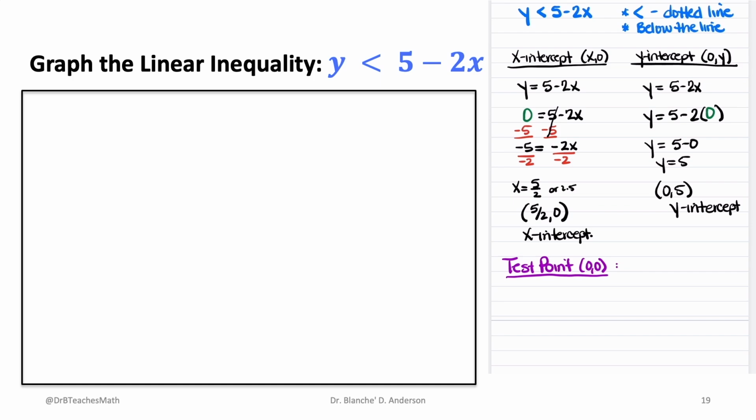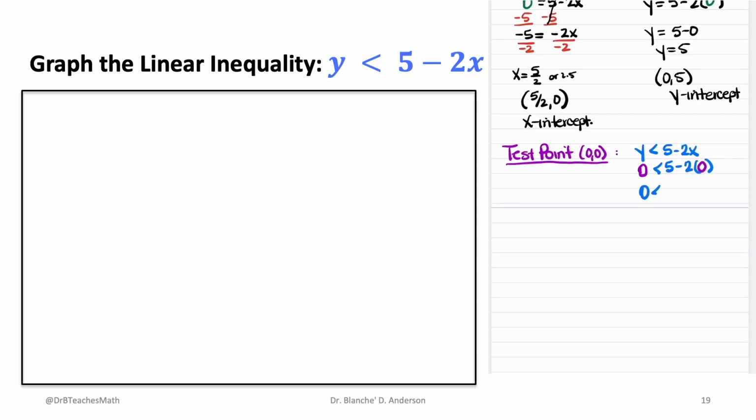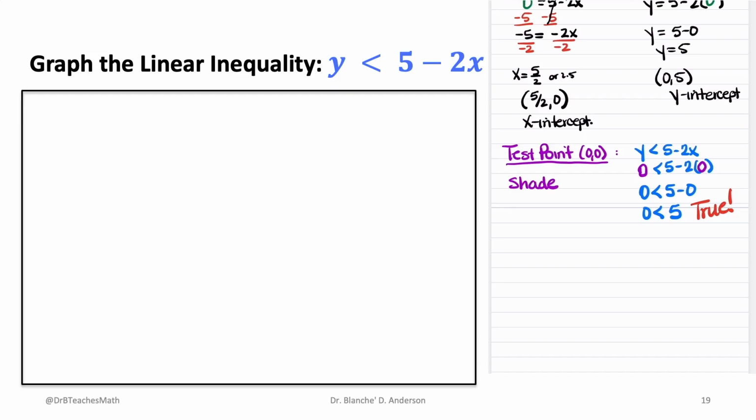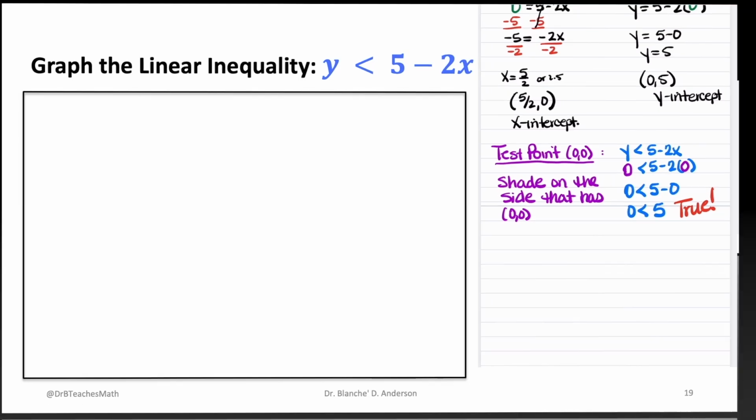Here's what we have. We have y is less than 5 minus 2x, but everybody's going to be 0. So 0 is less than 5 minus 2 times 0. So far, so good. 0 is less than 5 minus 0. 0 is less than 5. That is true. So since that is true, what we're going to do is shade on the side that has 0, 0. Let me show you what that looks like.